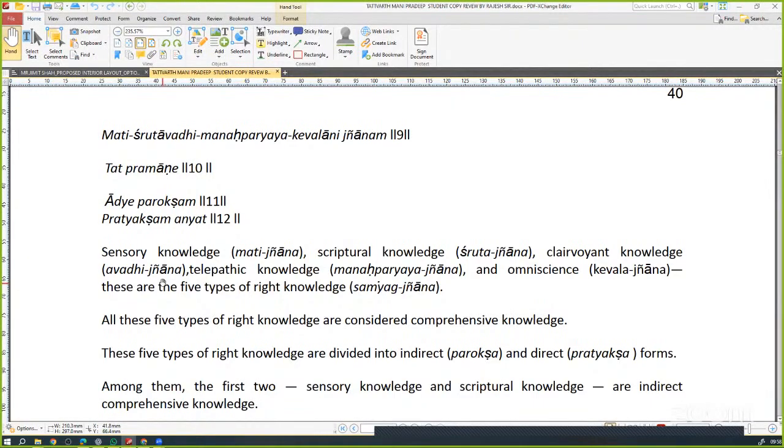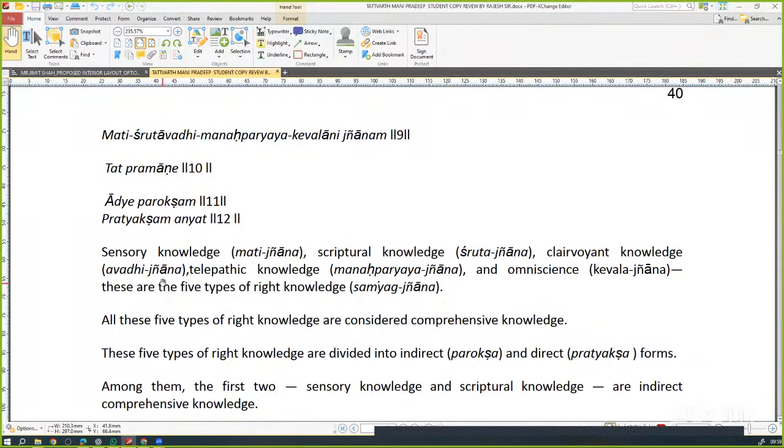These 5 types of right knowledge are divided into indirect, that is paroksh, and direct, pratyaksh forms. Among them, the first 2, sensory knowledge and scriptural knowledge, are indirect comprehensive knowledge. The remaining 3, clairvoyant knowledge, telepathic knowledge, and omniscient knowledge, are direct comprehensive knowledge. Knowledge that is dependent on others is called indirect, and knowledge that is self-dependent is called direct.